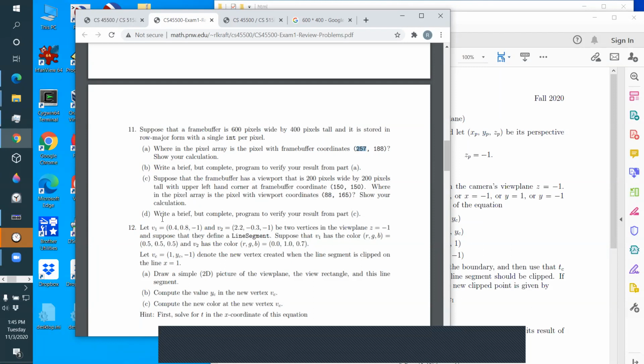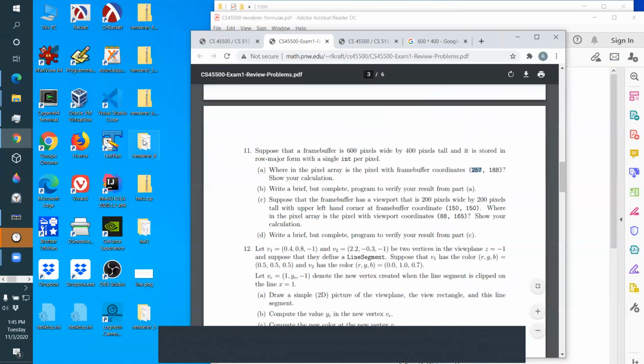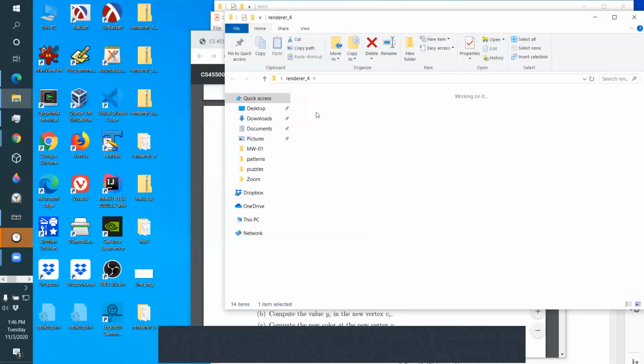Just so I have this straight, our frame buffer in the upper left-hand corner is 0, 0, and it goes x coordinates wide and y coordinates down. Correct? So the 188 is the row we're going to, right?